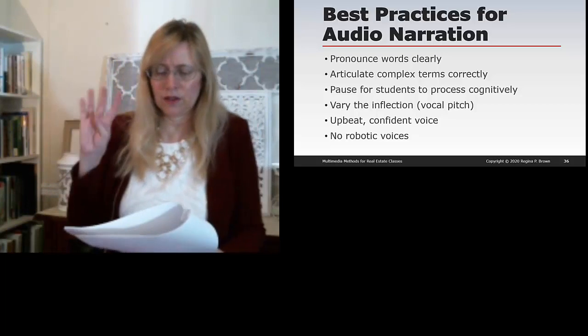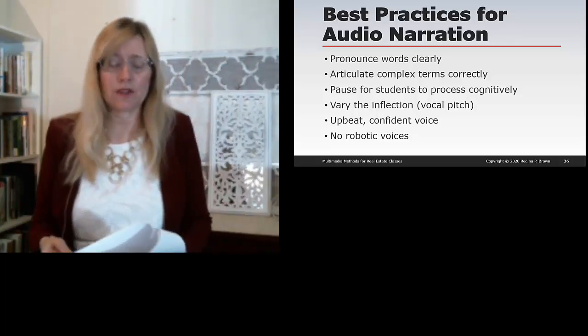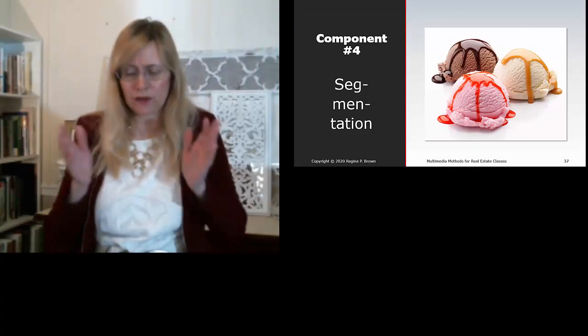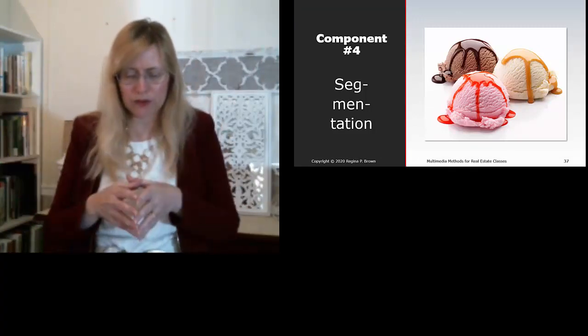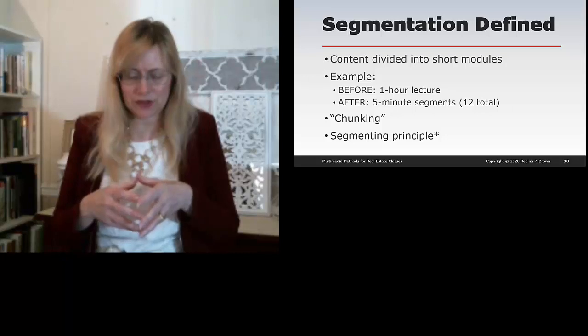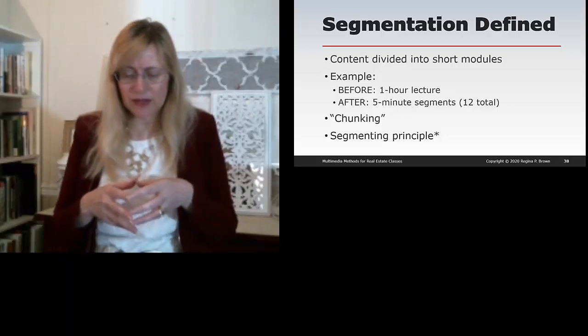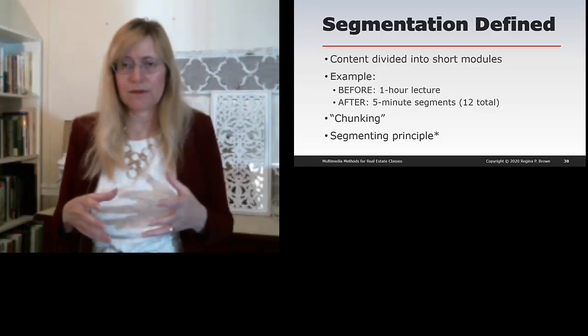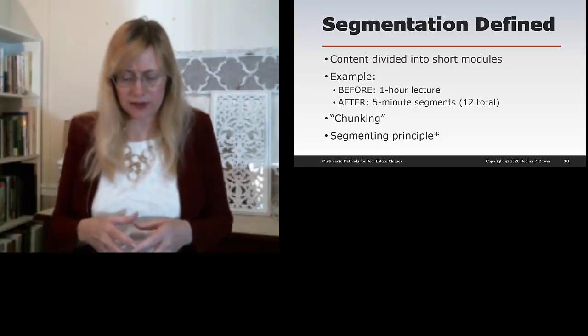Let's move on to component 4, segmentation. Segmentation is content that has been divided into short consumable modules so students can easily digest the content. Segmenting lessons into modules is beneficial when the content is advanced, accelerated, or complex.